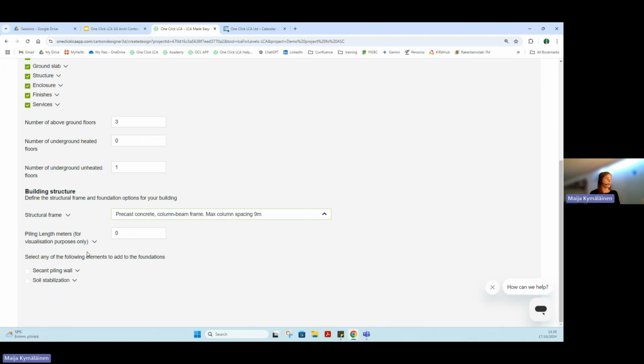You can add piling length or piles into your model, but these are not affecting the actual calculations. So these are only for visualization purposes. So we can add, for example, 5 meters.